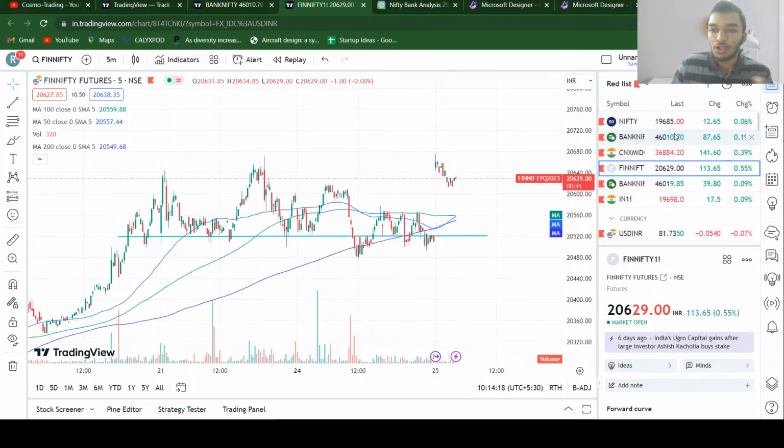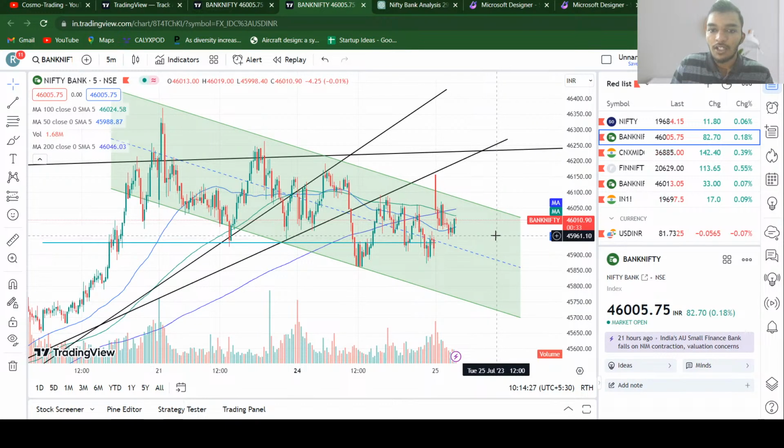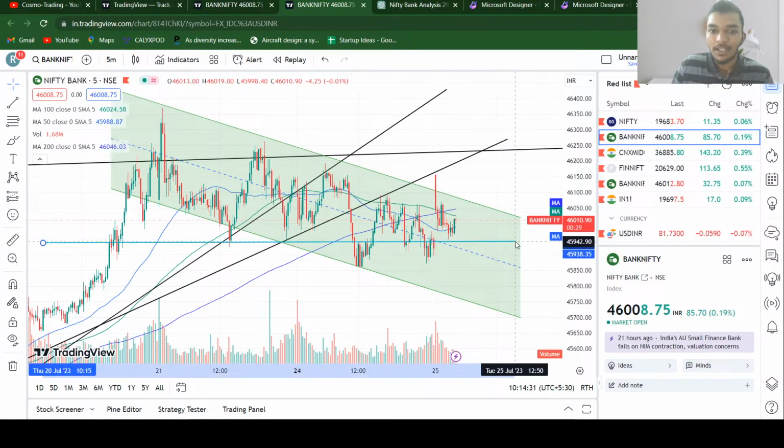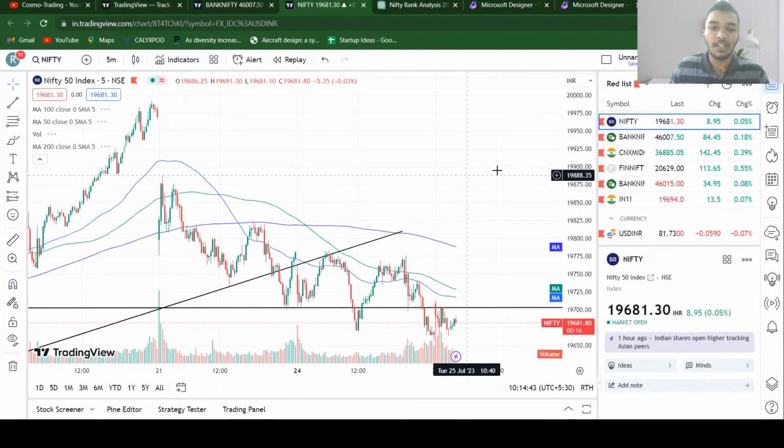For the current trades, you can take a short trade on Bank Nifty. See, Bank Nifty gets weakened more when it breaches 45,940 levels. Once it breaks this level, then you can go for short because this is quite a strong support on Bank Nifty. Similar situation on Nifty as well.